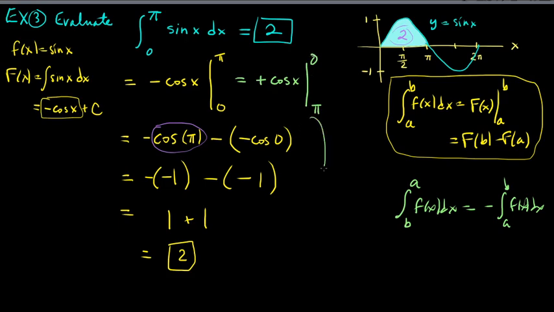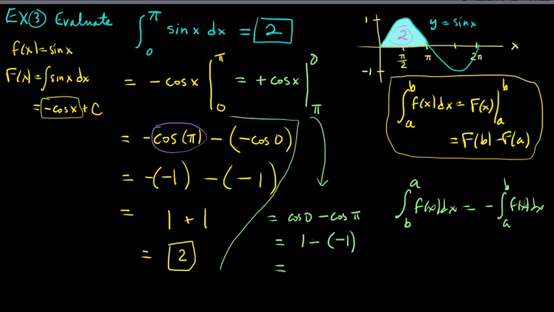Okay, so let's do that down here since I'm running out of space. Right. So this is going to be cosine of 0 minus the cosine of pi. Cosine of 0 is 1. Cosine of pi is negative 1. So you still get the right answer. 1 plus 1 is 2. But look how many fewer negative signs there were. Right? Here we had 4 negative signs. Here we only have 2.